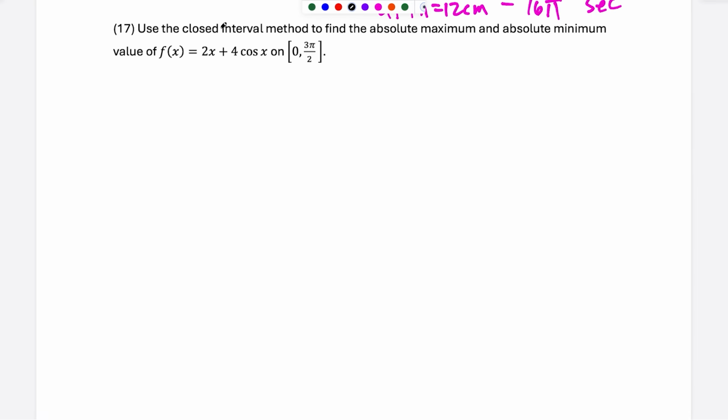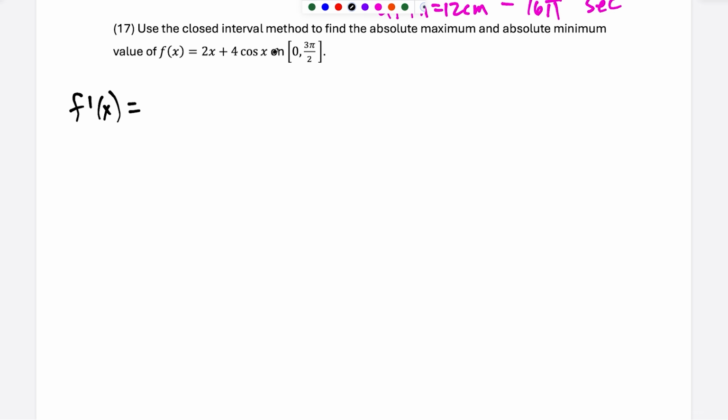Question 17, we're going to use the closed interval method to find the absolute maximum and absolute minimum value of f of x on the interval 0 to 3 pi over 2. So when you're looking for the absolute maximum and absolute minimum on a closed interval, what you want to do first is find the critical points.